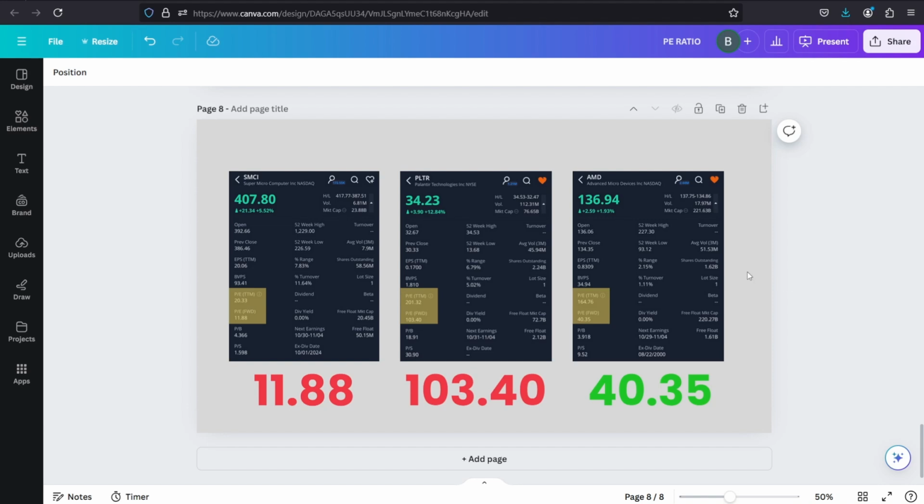So SMCI is the first one we're going to look at, and the PE ratio and the forward PE ratio are the ones highlighted here in yellow. SMCI is currently trading at $407, $408 a share. Its forward PE ratio, I know it's a little hard to see here, but you might have to zoom in, is 11.88. That might be one of the worst forward PE ratios I've seen for a company. Just for this video's sake, I won't bash them too bad, but that's pretty bad.